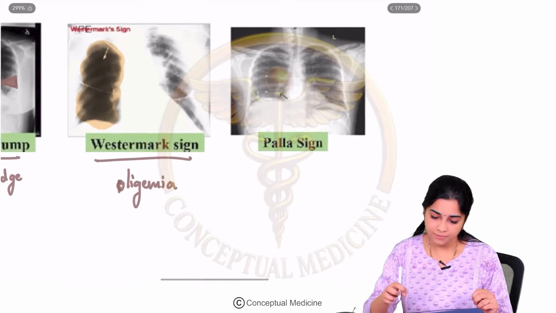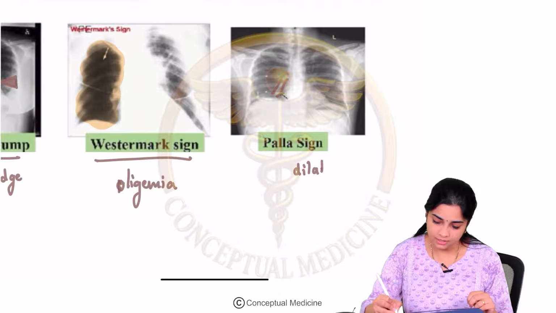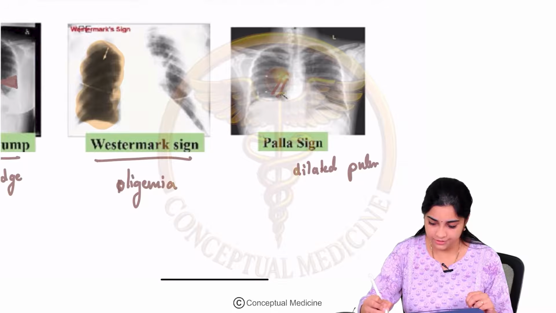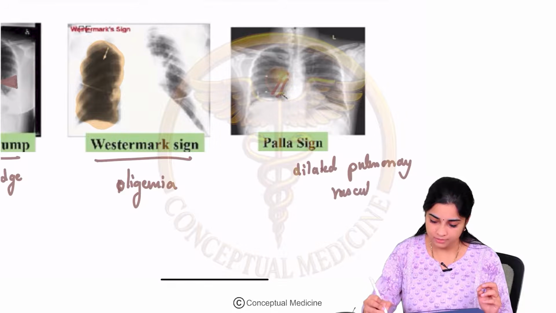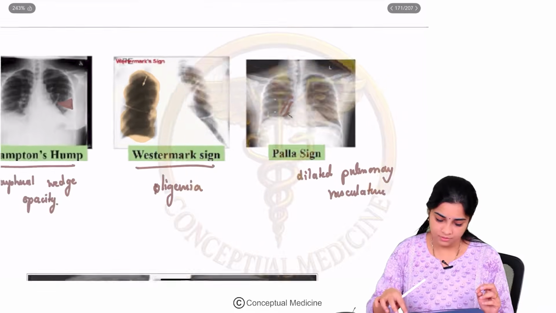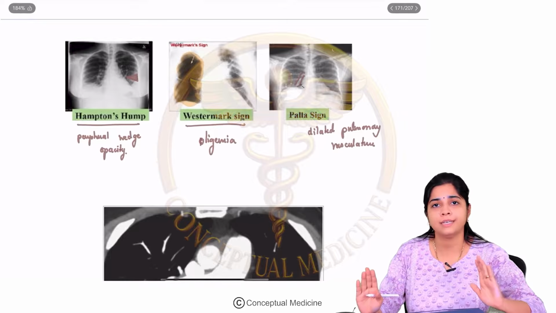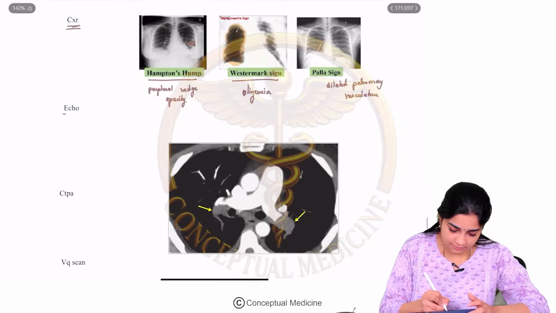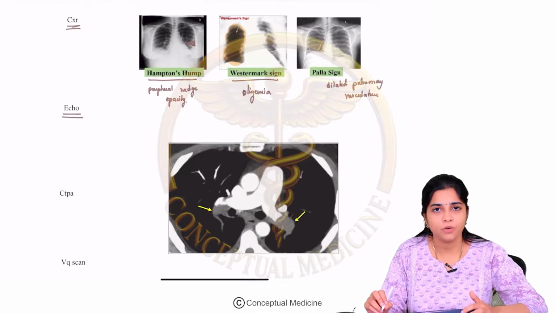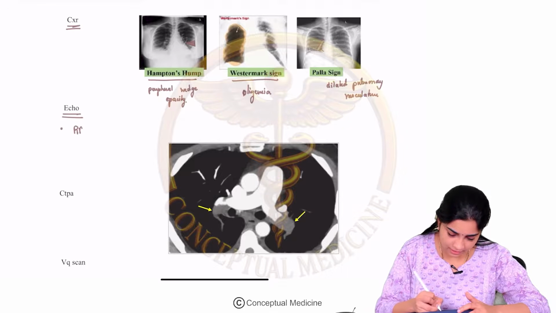Then what is the Palla sign? There is a dilated pulmonary vasculature, which is more prominently seen on the X-ray, and this is what we call the Palla sign. So this is Hampton's hump, Westermarck's sign and Palla sign, which are certain named signs on the X-ray of pulmonary thromboembolism. Then the next investigation is your echo. So what will you find on the echocardiography? You will find evidence of RA and RV dysfunction.